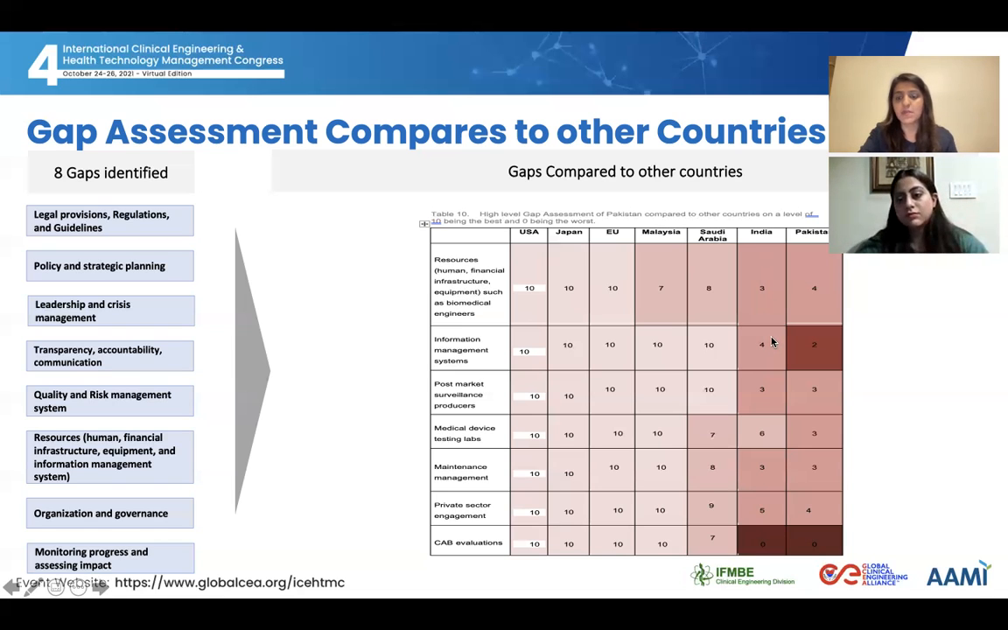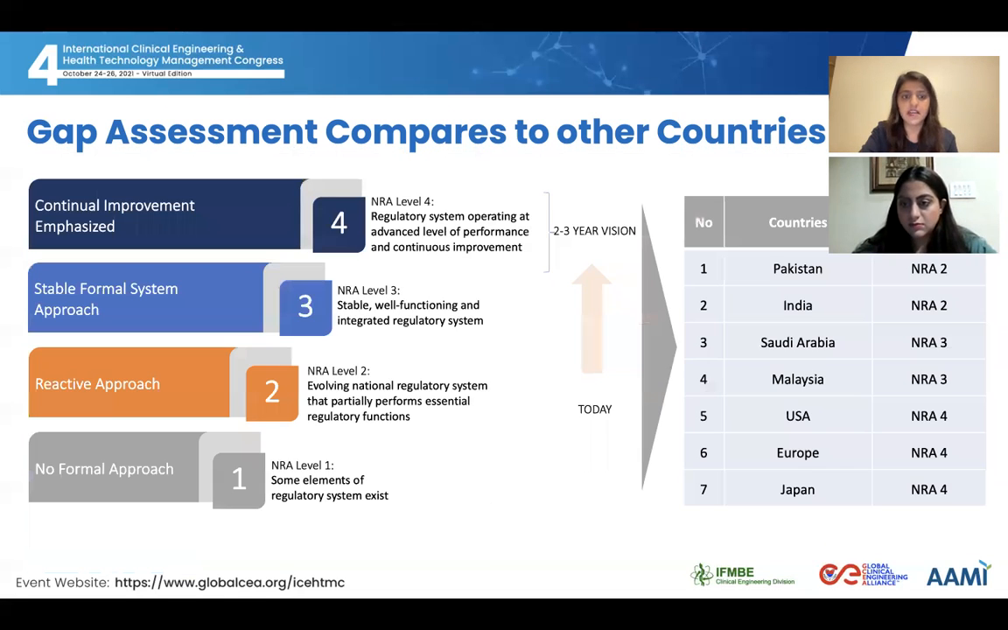Some areas where Pakistan has already started working are private sector engagement and resources. It has also started, but still needs a little bit of improvement, in post-market surveillance and medical device testing labs, along with the maintenance management system. So this is just a comparative gap analysis of Pakistan compared to other countries on the factors identified.